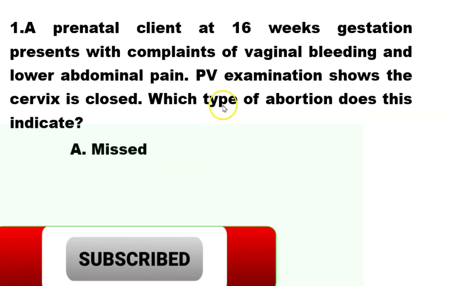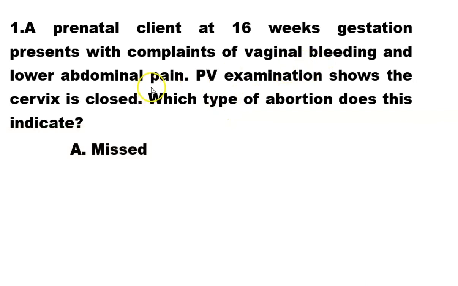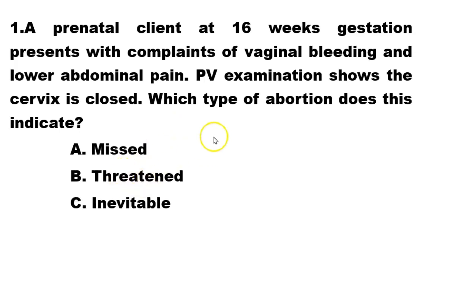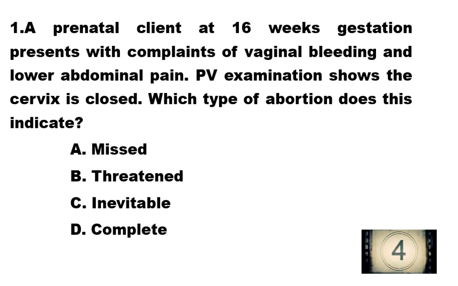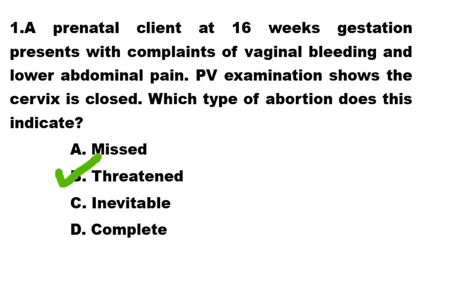A prenatal client at 16 weeks of gestation presents with complaint of vaginal bleeding, lower abdominal pain, and on her per vaginal examination the cervix is closed. So, which type of abortion does this indicate? A. Missed abortion, B. Threatened abortion, C. Inevitable abortion, D. Complete abortion. The correct answer is B.